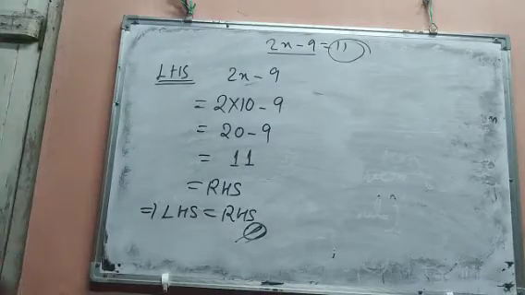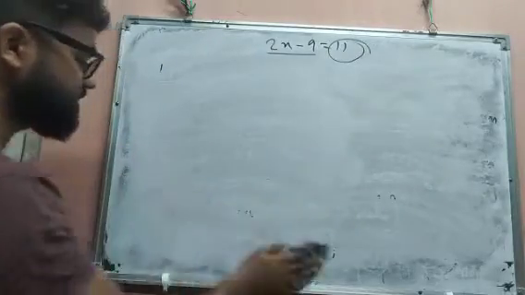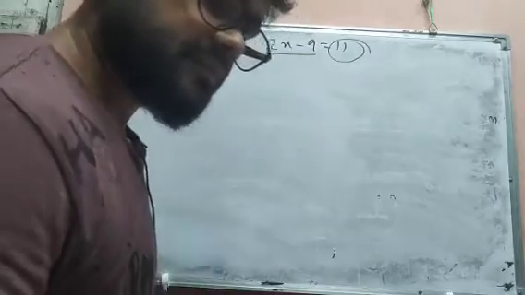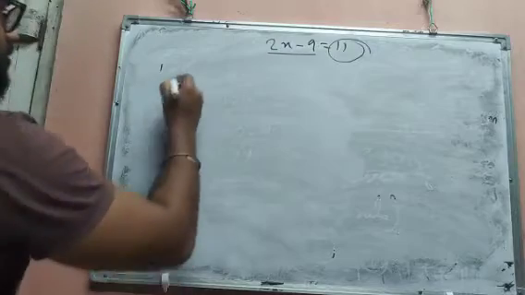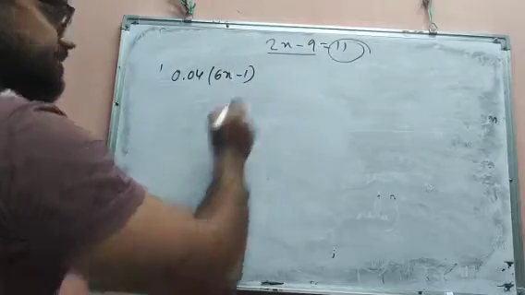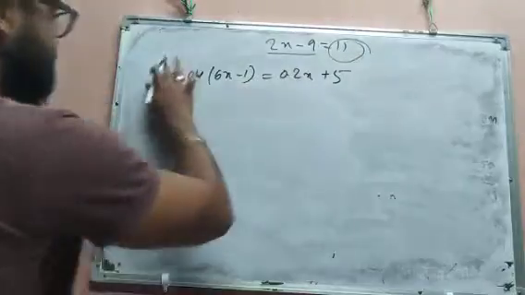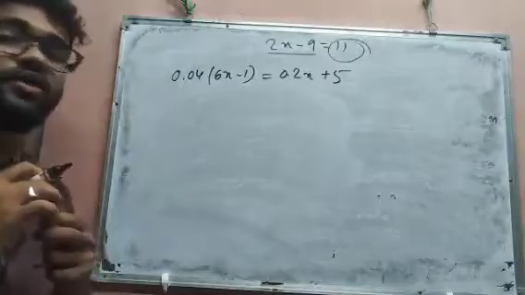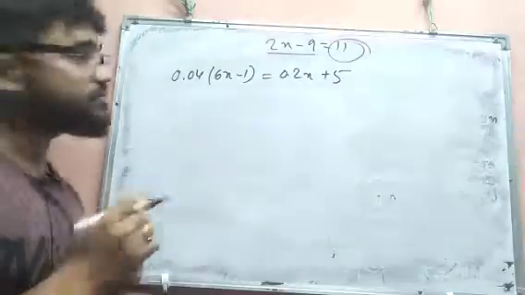Okay, so there is another method. There we also have to do some maths like that. Suppose you have given, say, 0.04x, 6x minus 1 equal to 0.2x plus 5. So whenever we have a decimal point, our calculation or simplification becomes a little more complicated, because we have a point here.